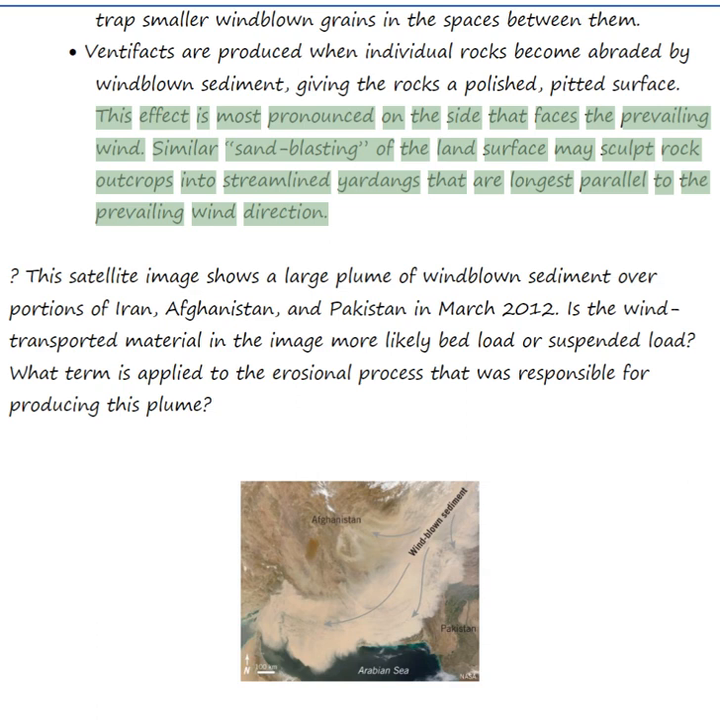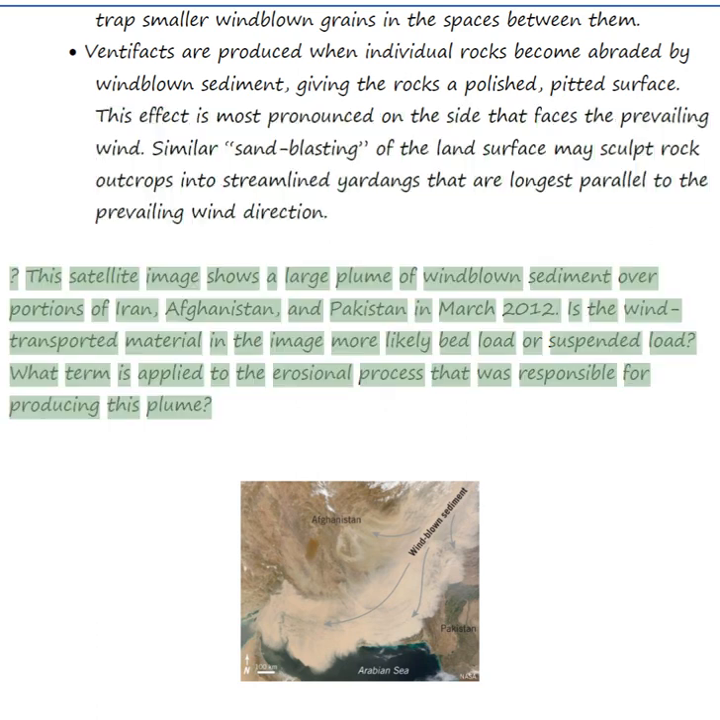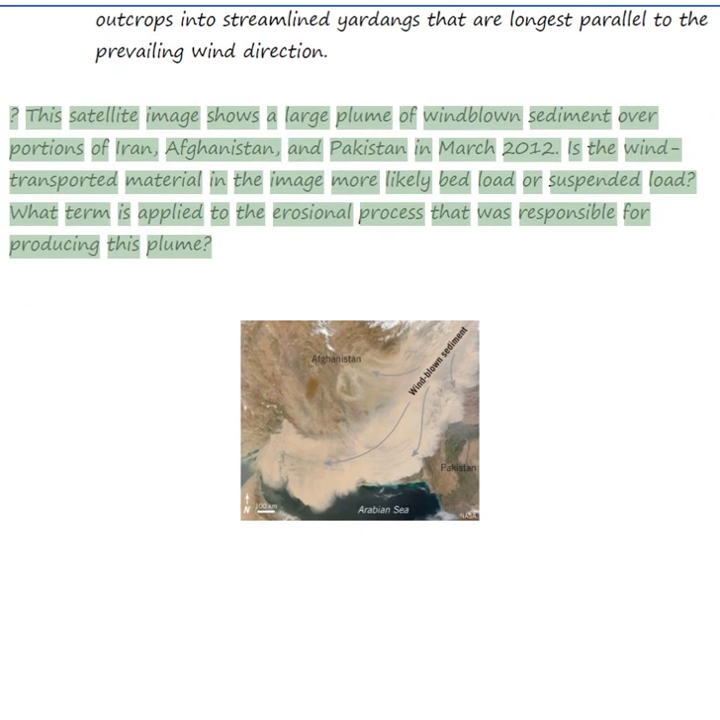This effect is most pronounced on the side that faces the prevailing wind. Similar sandblasting of the land surface may sculpt rock outcrops into streamlined yardangs that are longest parallel to the prevailing wind direction. This satellite image shows a large plume of wind-blown sediment over portions of Iran, Afghanistan, and Pakistan in March 2012.